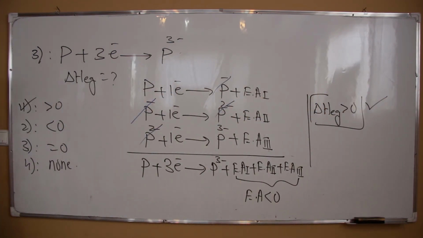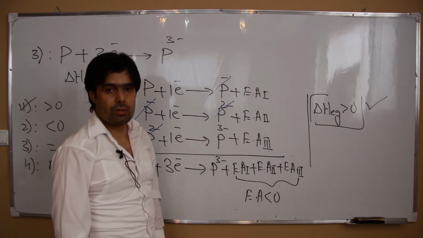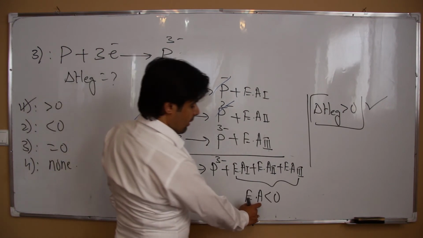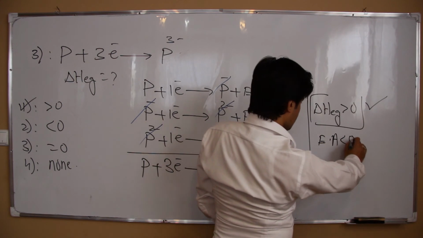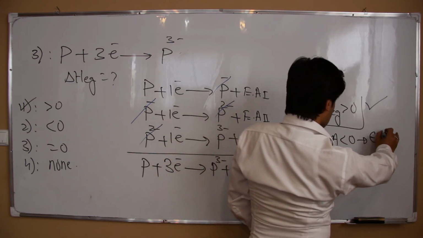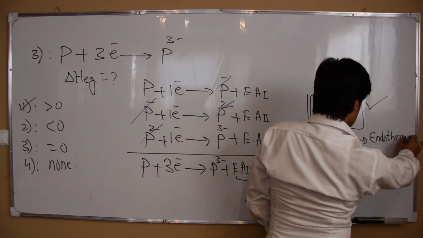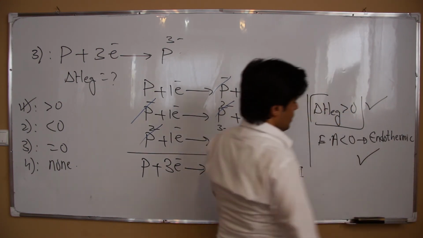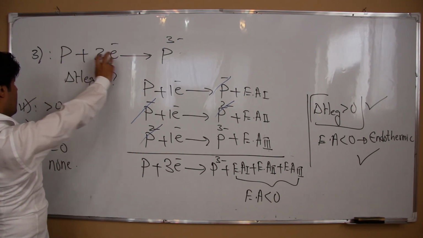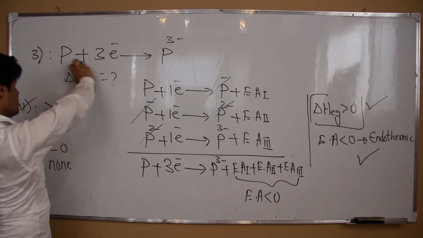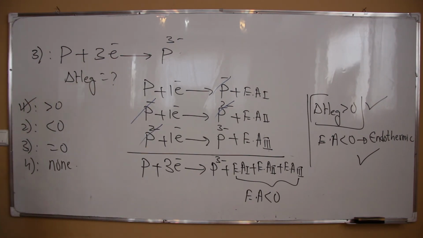Positive. If I ask you, is this exothermic or endothermic? I think, since electron affinity is negative, it is endothermic. Endothermic. The process is generally that way. It means you are giving 3 electrons and an amount of energy to the phosphorus, and it would be phosphorus 3 negative. Write it, please.